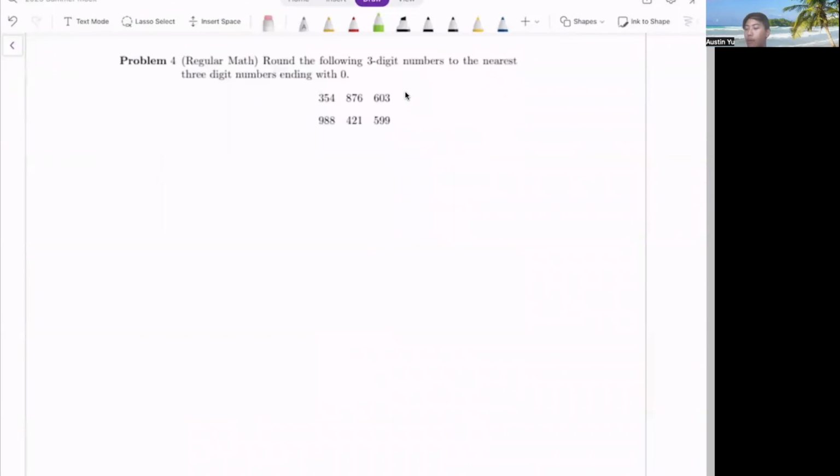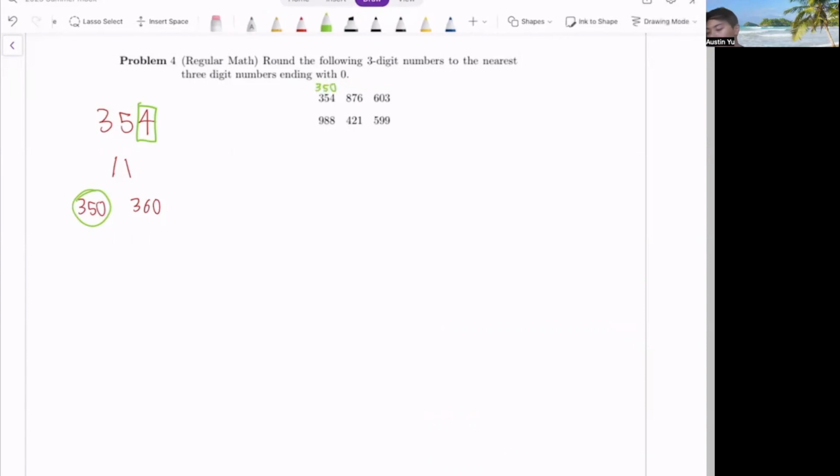Problem 4. Round the following 3-digit numbers to the nearest 3-digit numbers ending with 0. We start off with 354. As we see here, 354, we can either put it into 350 or the 360 slot, since 354 is greater than 350 but less than 360. For this problem, all we have to do is look at the last digit. Is 4 closer to 350 or is it closer to 360? And the answer is 350. So therefore, we can put 350 here.